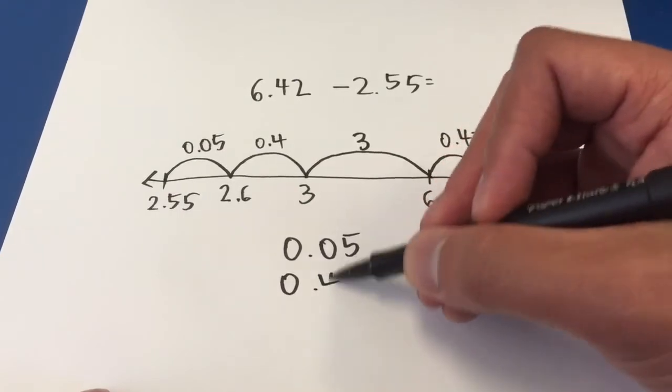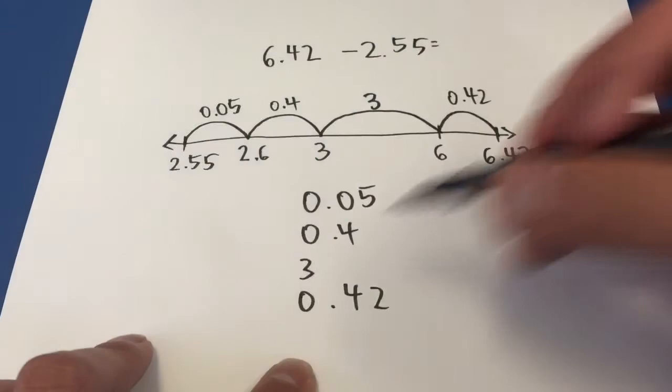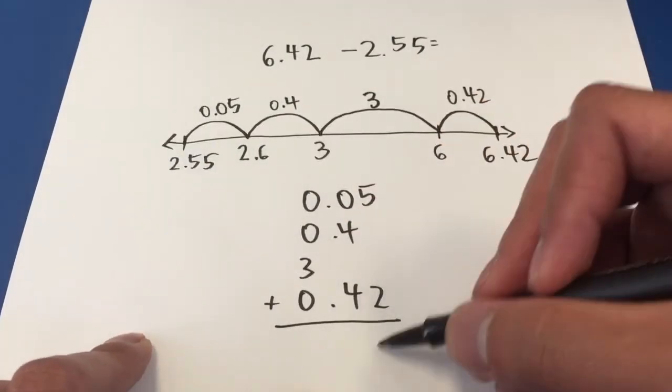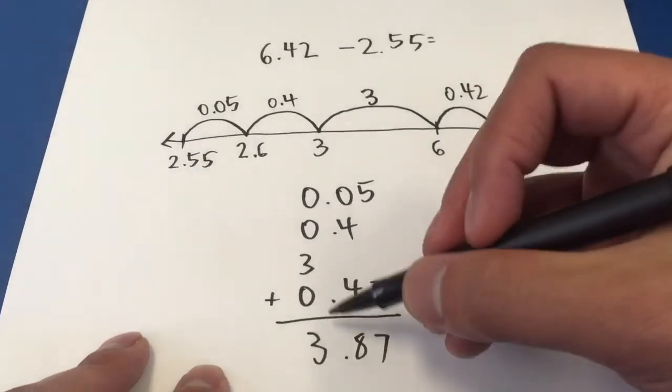0.05, 0.4, 3, and 0.42. When I add those up, I get 3 and 87 hundredths, which is my answer.